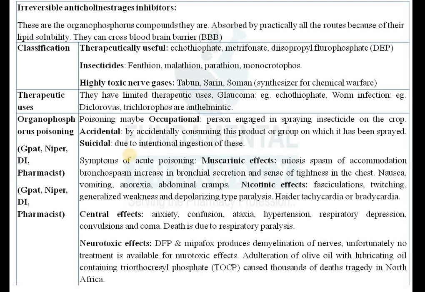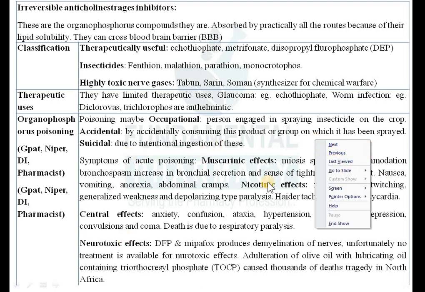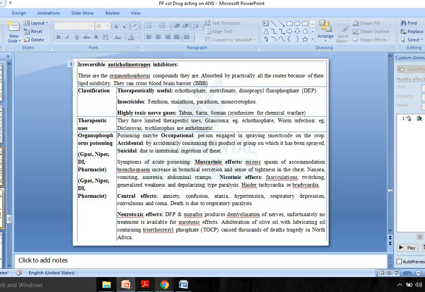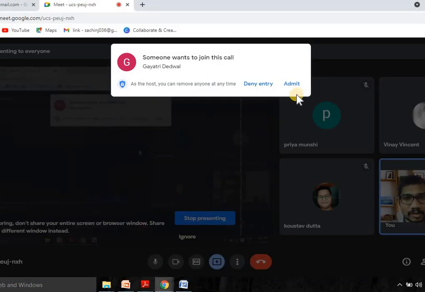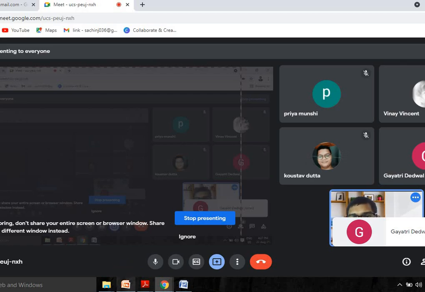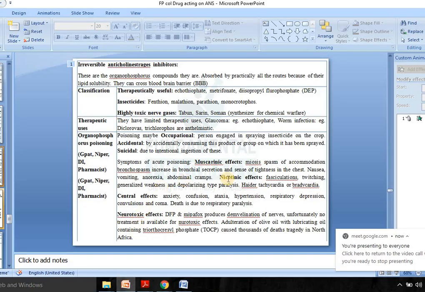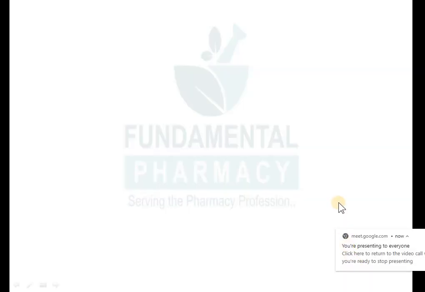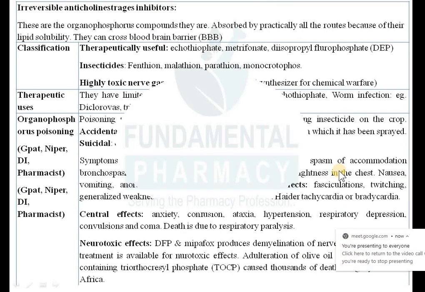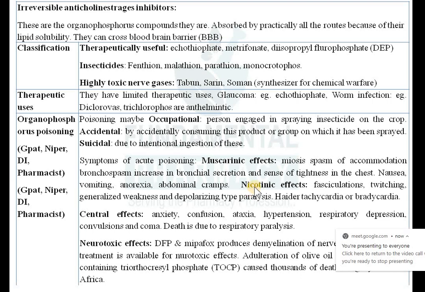Okay, so organophosphorus poisoning, see, I have told you many times, poisoning can occur by three reasons. First one is occupational. You are a farmer and you are spraying insecticide, and accidentally you got it because of your occupation. That is nothing but the occupational. Second one is the accidental. Accidental means by accident. You don't know about the insecticide, but accidentally you consumed the insecticide. So that is accidental. And third one is suicidal.